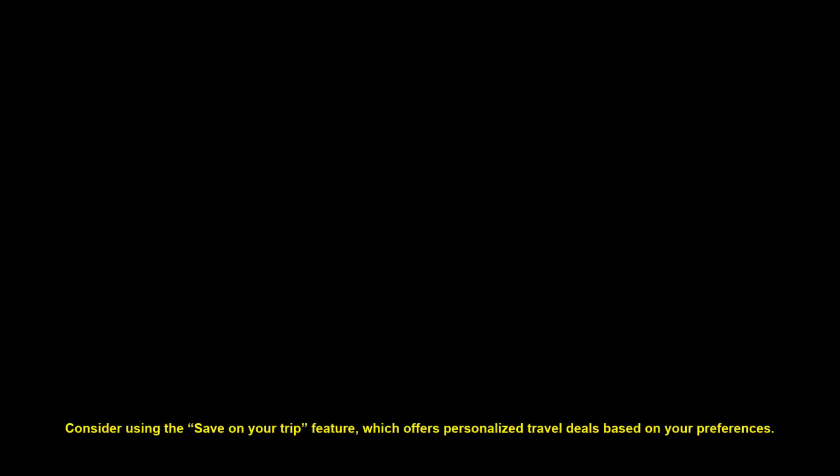Consider using the Save on Your Trip feature, which offers personalized travel deals based on your preferences. Read reviews and check ratings for accommodations to ensure you are getting the best value for your money. If you find a deal you like, click on it to see more details and confirm the total cost. Before finalizing, apply any promotional codes or cashback offers you may have.